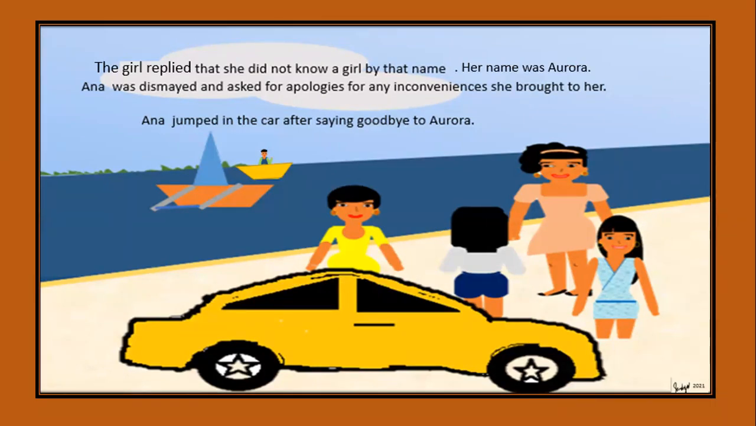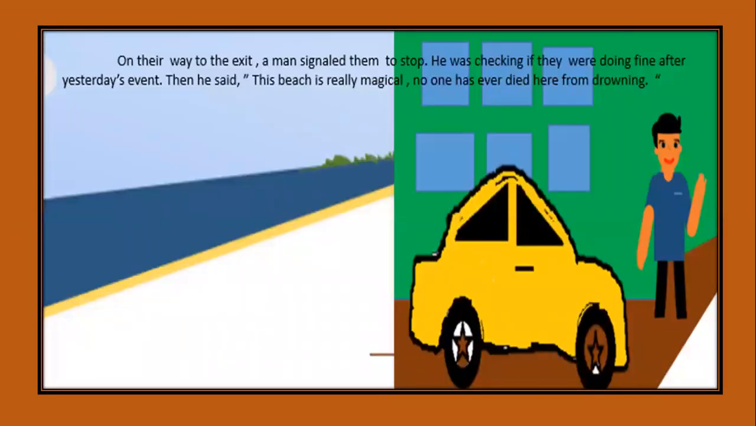Anna jumped in the car after saying goodbye to Aurora. On their way to the exit, a man signaled them to stop. He was checking if they were doing fine after yesterday's event. Then he said, "This beach is really magical. No one's ever died here from drowning."